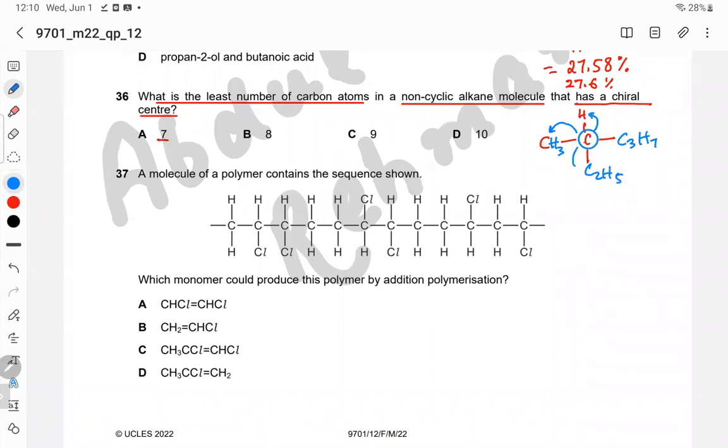So second group and third group, sorry, fourth group. So there are 4 different groups. So it means A is our correct answer because all the other options have more than 7 carbon atoms. So obviously they have a chiral carbon as well. Is it clear to everyone?